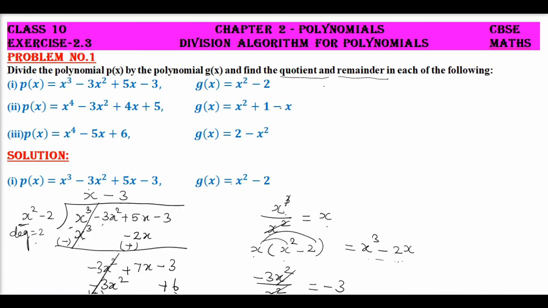So this is how we have found the quotient and remainder for all the three sets of polynomials given using the division algorithm. Hope you all understand. Thank you.